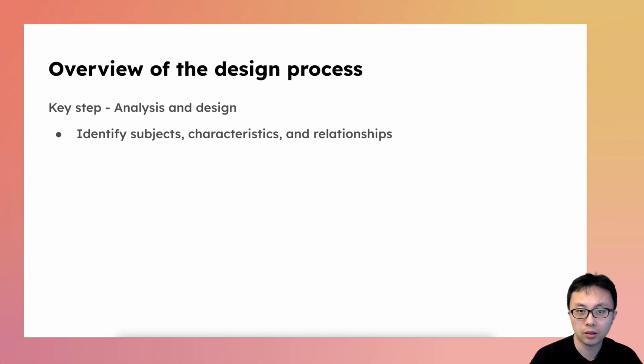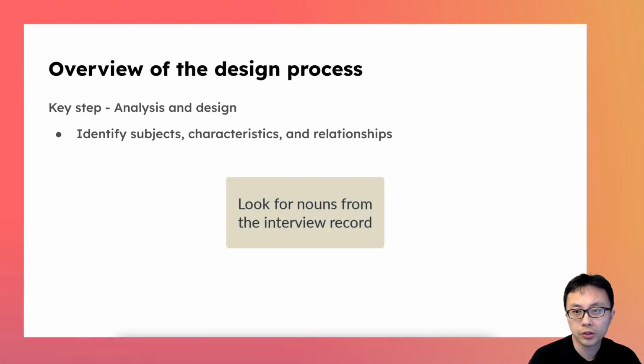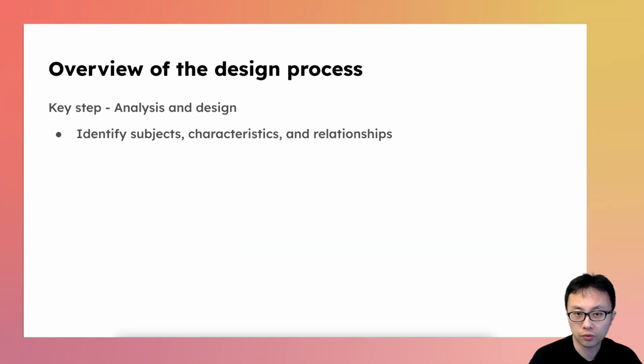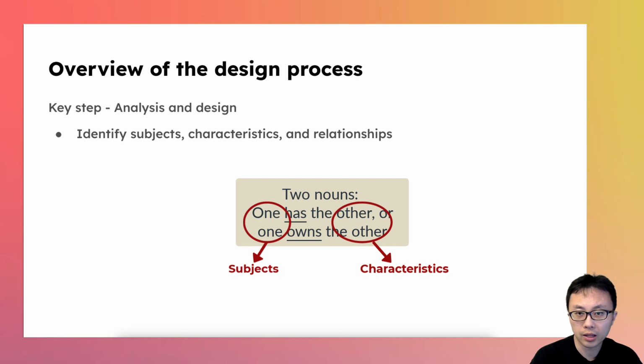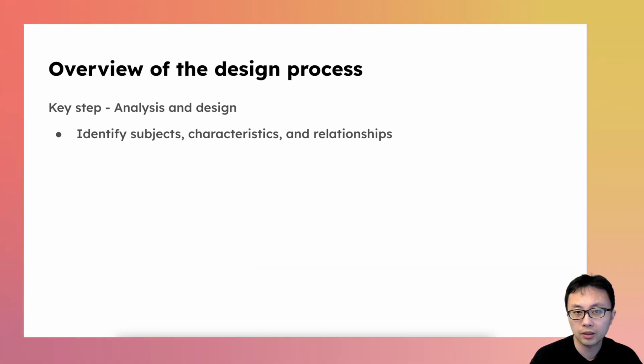So the next task is to identify subjects, characteristics, and relationships. To identify subjects and characteristics from the record of the interview, you can look for nouns in the responses to your questions. How do you differentiate subjects from characteristics? Typically, if you can build a sentence with 2 nouns in which one has or owns the other, the one that is possessed is a characteristic, and the other is the subject. What am I talking about here? Let's use an example to make this a little bit more clear.